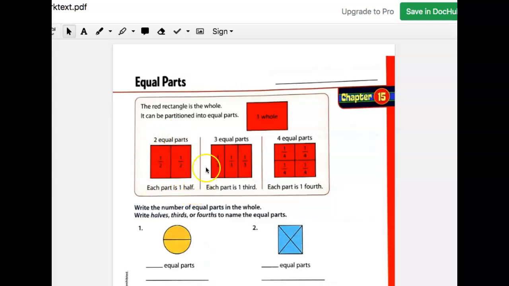If we split it up into three equal parts, then each part is called 1/3. So that's 1/3, this is also 1/3, and that's also 1/3. If we split it up into four equal parts, each part is called 1/4. So that's 1/4, that's 1/4, this is 1/4, and this is also 1/4.